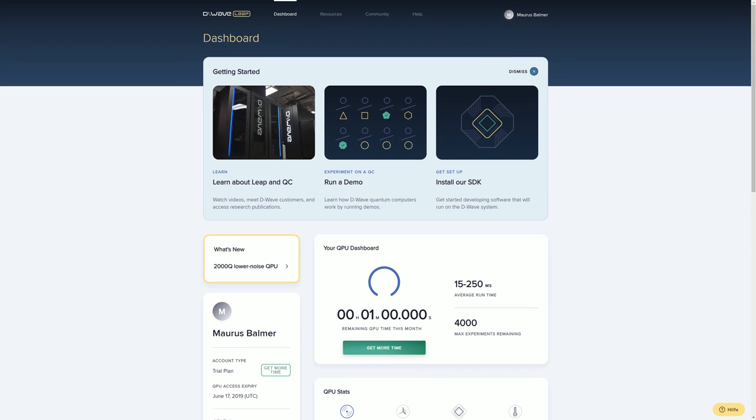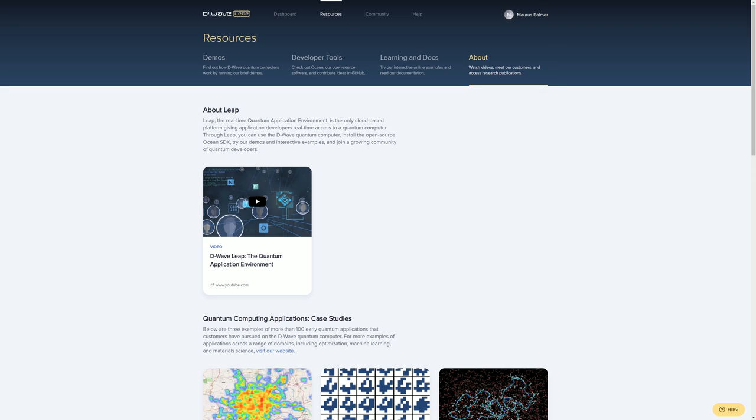Let me just make this clear. This is a dashboard which you can access on Leap. This is the D-Wave Leap dashboard. You can sign up, and if it's possible, you could also be granted access to a quantum computer, which is actually in the United States for the moment, directly at D-Wave. This is what a quantum computer box, where the quantum computer is sitting in, looks like. They need to be cooled down to a very low temperature. Let me just click here, and let's see, here you get all about what is Leap.